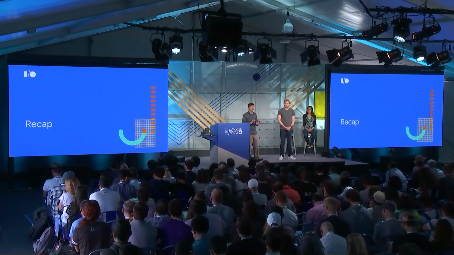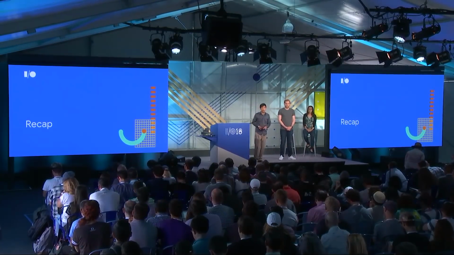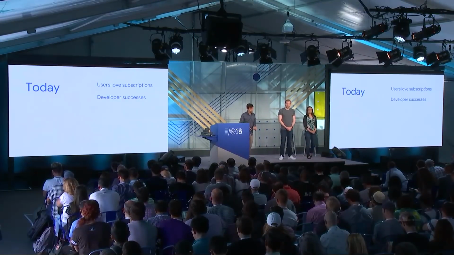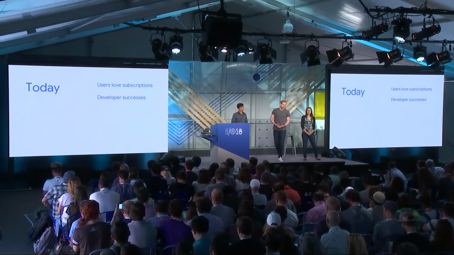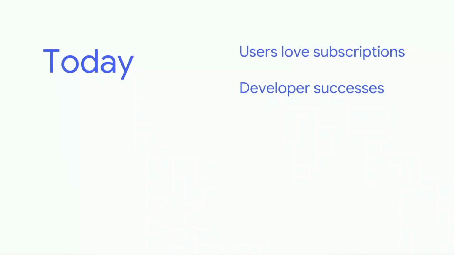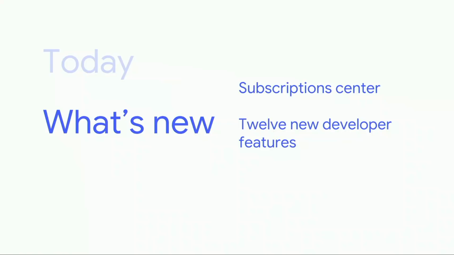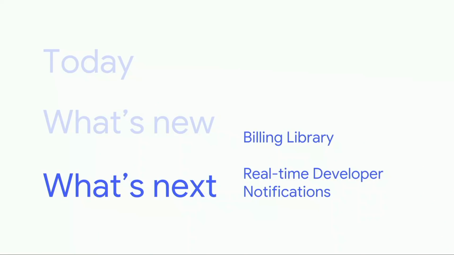All right, phew, that was a lot of stuff. So give us a couple minutes here. We're just going to real quick recap all the stuff that we introduced and told you about. So we started off with talking about how much users love subscriptions thanks to the great work you have done, thanks to the great products and subscription services you have launched and you're operating. We've shared with you 12 new features, including many features built around the new subscription center. And finally, we talked about how you can use the Play billing library and integrate with real-time developer notifications so that you're ready as we roll out new features.